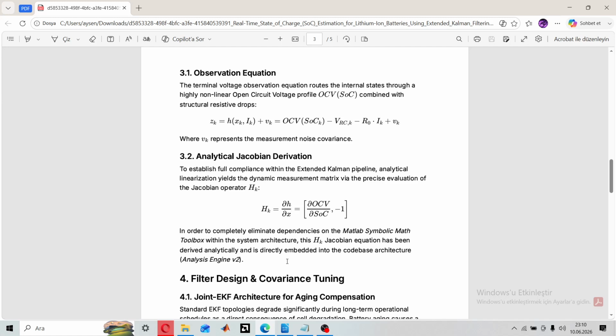A key implementation milestone in our architecture was completely eliminating any dependency on the MATLAB symbolic math toolbox by deriving the exact analytical derivatives and hard-coding the Jacobian matrix directly into our custom processing core, Analysis Engine V2. We achieved a highly streamlined standalone execution train.